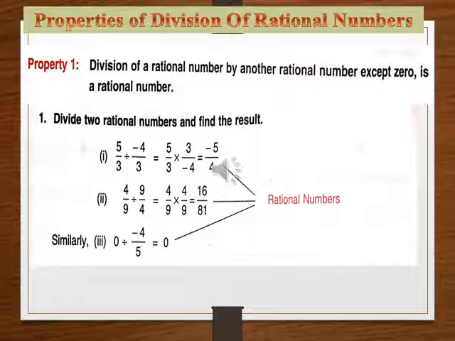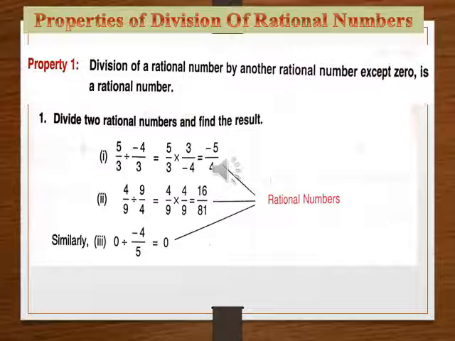5 by 3 divided by minus 4 by 3. Division is not possible directly, so we have to take the reciprocal of the second number, and reciprocal you have already studied. Numerator becomes denominator and denominator becomes numerator. So 5 multiplied by 3 by minus 4 equals minus 5 by 4, because 3 gets cancelled.